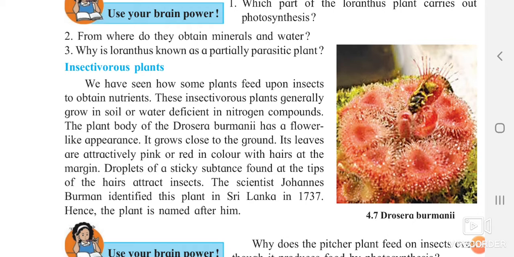Okay, this Drosera burmani is named after the scientist Johannes Burman, who identified this plant in Sri Lanka in 1737, and after him this plant was named. The leaves are attractively pink and red in color with a hair-like margin, and they are specifically known for attracting insects.